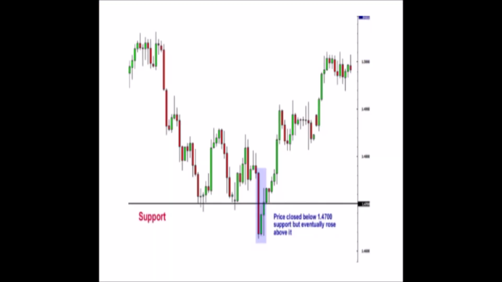We can take a look at one more example. Then, as you can see, at the support level, the price closed below 1.4700 support, but eventually rose above it. That is why it is highly important to set stop losses in such cases.